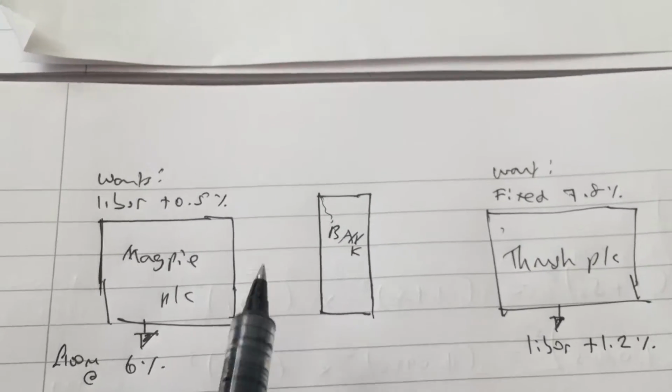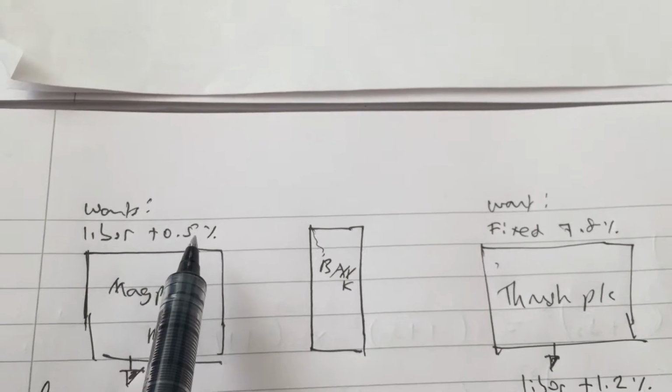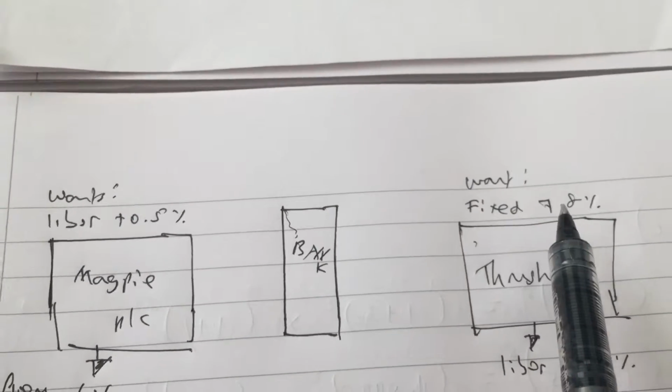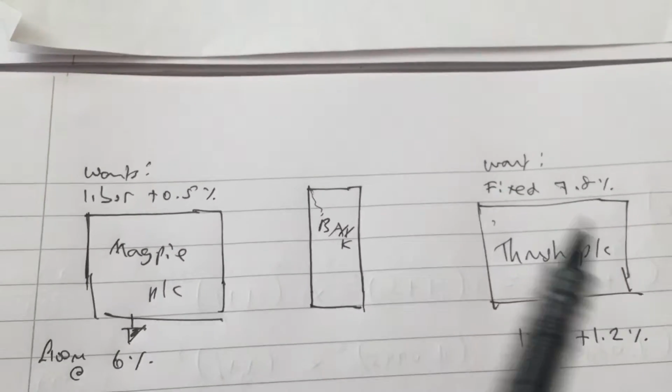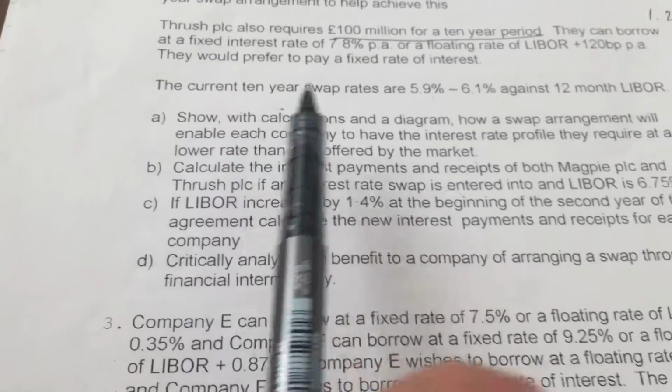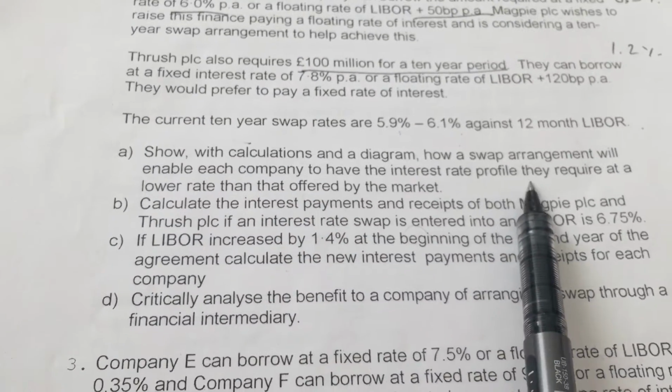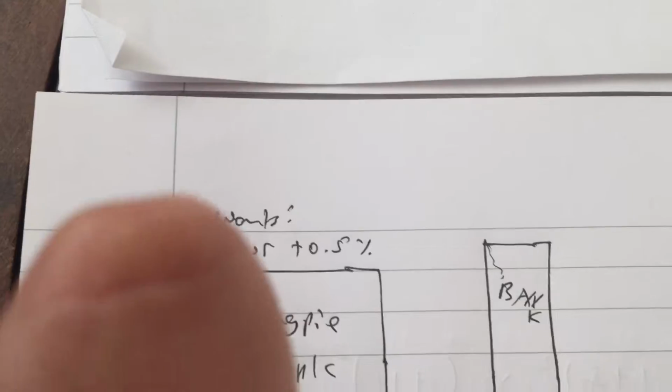Magpie has to borrow at 6. Magpie wants LIBOR plus 0.5%. Thrush wants fixed 7.8%. Okay, so this is the diagram. So question A is just telling us draw the diagram and show the cost savings. So we'll get there. So this is question A. So just do A on the side.